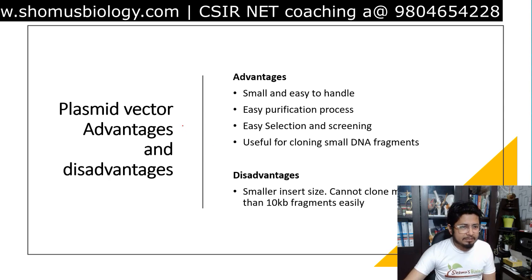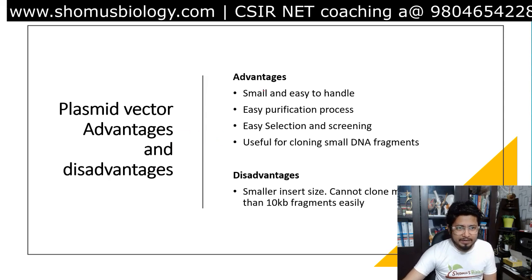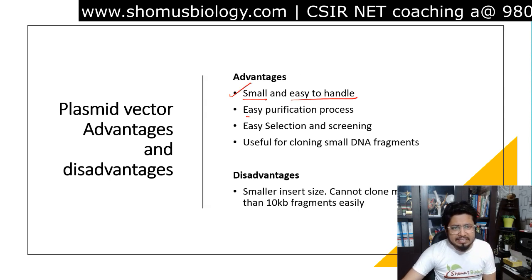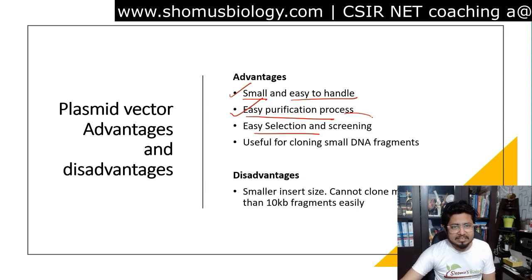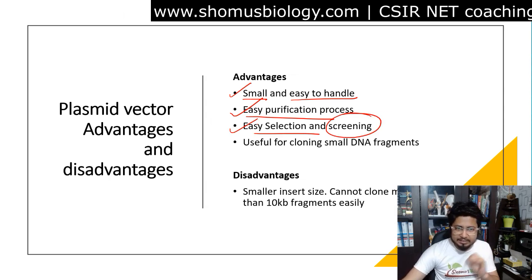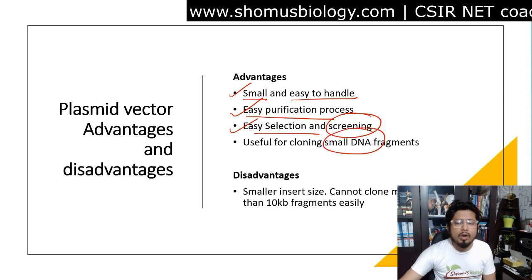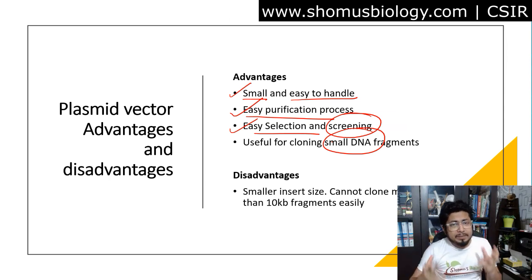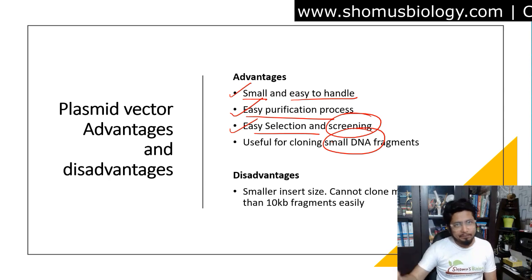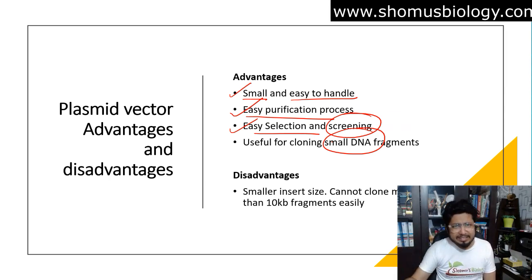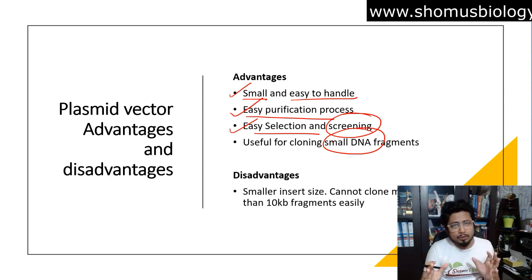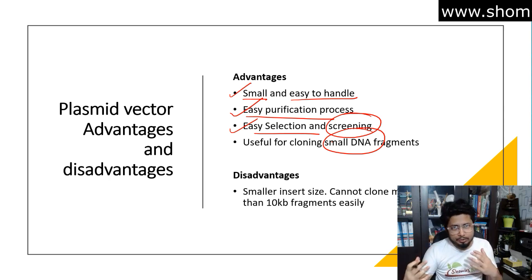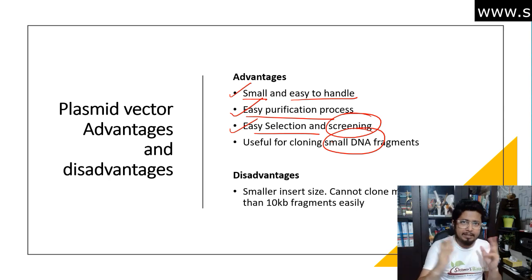Now what are the advantages and disadvantages of this plasmid vector? The advantage is that it's small and easy to handle. This vector is very small, so it's very easy to handle, easy to purify, and the selection process and screening process is less laborious, easy to do, and useful for cloning very small DNA fragments. If our target DNA fragment or gene of interest is very small, then plasmids are the way to go, because plasmids are by default self-replicating double-stranded circular DNA, and maintenance of the plasmid inside the host cell is very easy because naturally the bacteria maintains it, and the copy number is also huge. 500-600 copy number is very common, like pUC19.